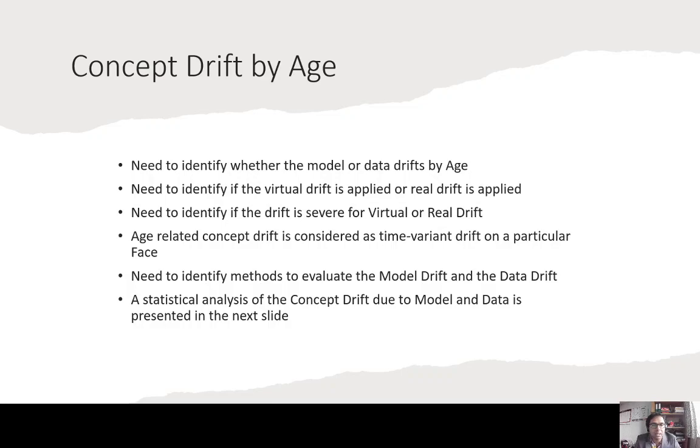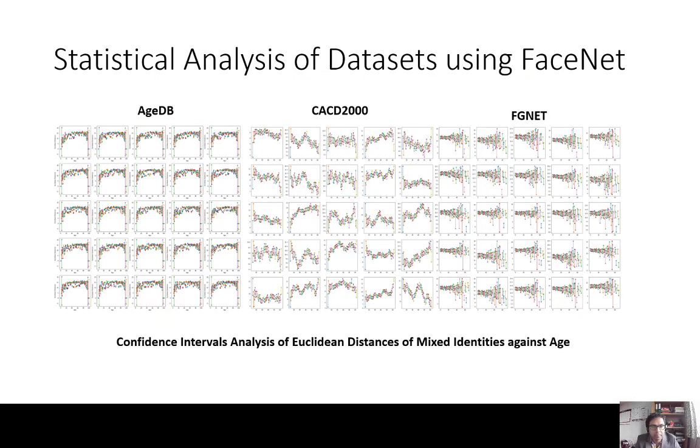Then age related concept drift is considered as time variant drift on a particular phase. Need to identify methods to evaluate the model drift and the data drift. A statistical analysis of the concept drift due to model and data is presented in the next slide. So this is statistical analysis of data using FaceNet.